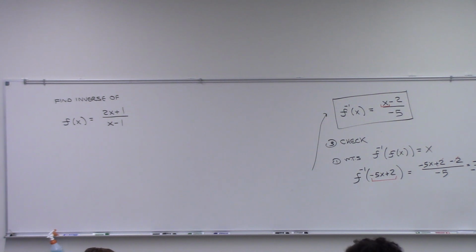If we have the computer graph 2x plus 1 over x minus 1, there's the graph right there. Does that look like it's a function that passes both the vertical and horizontal line tests? Yeah? So it should have an inverse.